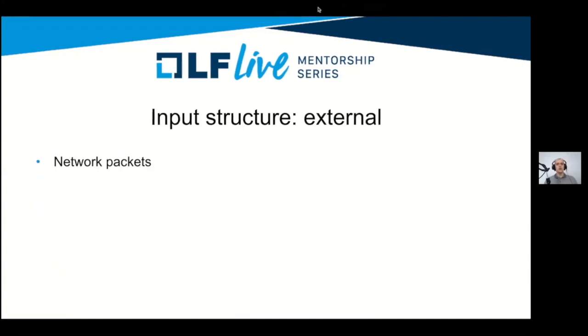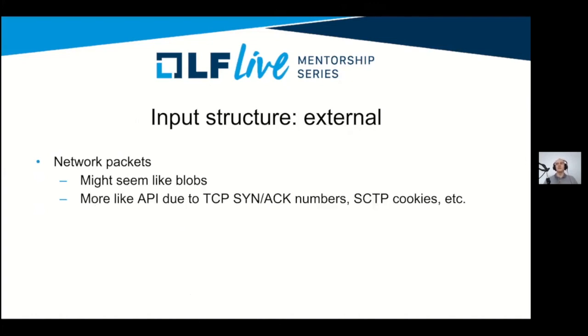All right, let's look at the external inputs from the point of view of input structure. If you look at network packets, they might seem like random data, but actually it's more like an API. An example of that: let's look at the TCP connection process. Let's say our machine, a Linux machine, has a TCP socket in the listening state, and externally we're trying to connect to that socket. The way this works, you send a SYN packet, you receive a SYN-ACK packet, and you send the ACK packet. The problem here is that when you receive the SYN-ACK packet, it's going to contain a sequence number.